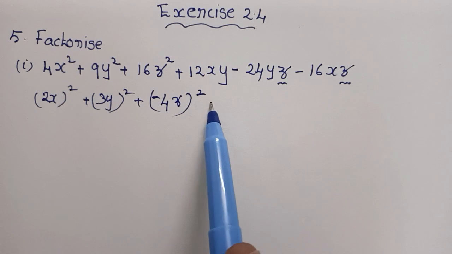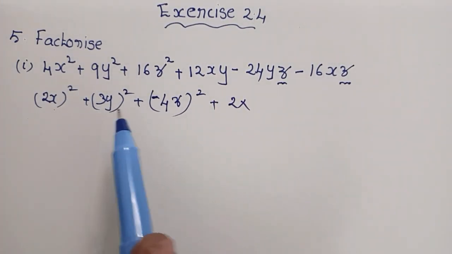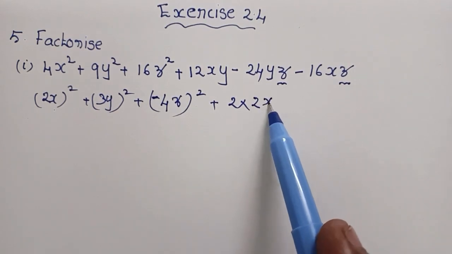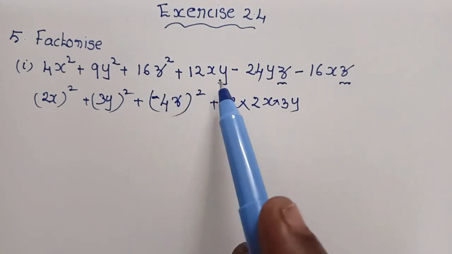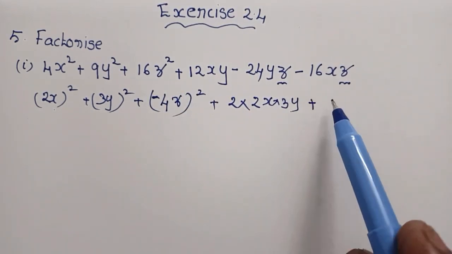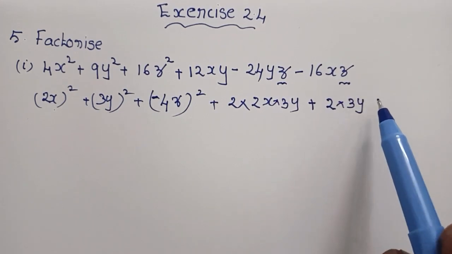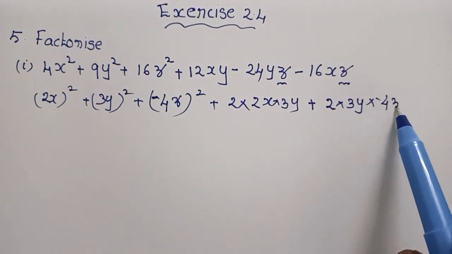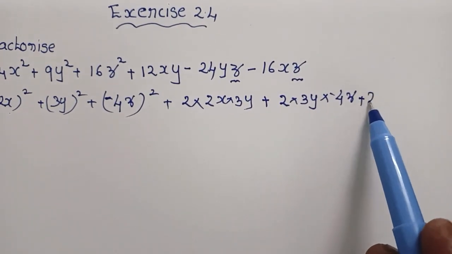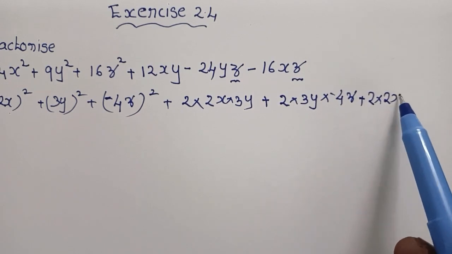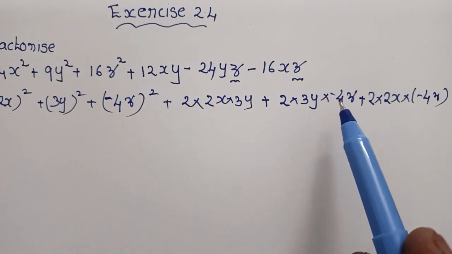Plus 2ab. 2ab means 2 into a is 2x, b is 3y, 2 into 2x into 3y, isn't it? 2 2s are 4, 4 3s are 12xy, plus 2bc. 2bc is 2 into 3y into minus 4z, plus 2ca. 2ca means 2 into 2x into minus 4z.